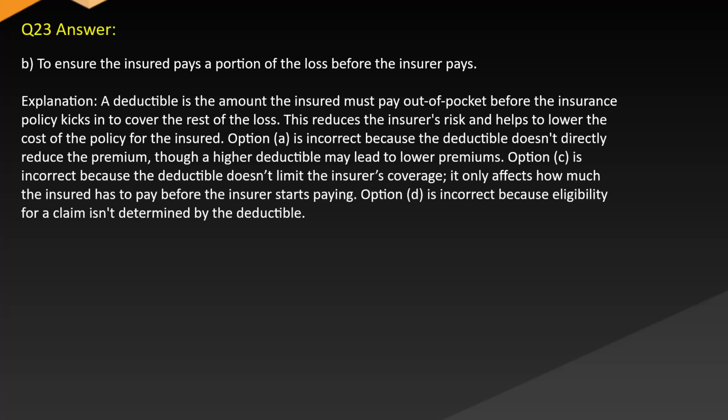Option A is incorrect because the deductible doesn't directly reduce the premium, though a higher deductible may lead to lower premiums. Option C is incorrect because the deductible doesn't limit the insurer's coverage. It only affects how much the insured has to pay before the insurer starts paying. Option D is incorrect because eligibility for claim isn't determined by the deductible.